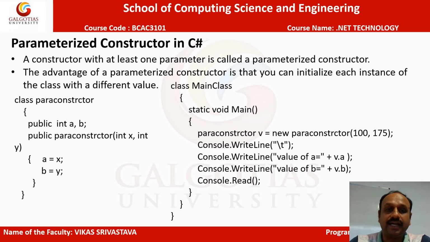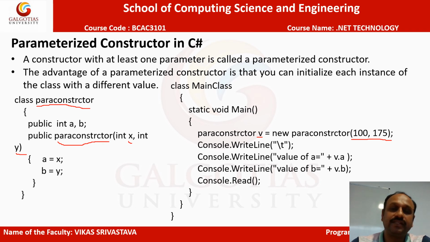Here you can see the ParaConstruct class and its constructor, with the parameters int x and int y. The member variable A is assigned x and B is assigned y. When you create an object V of this class and pass the values 100 and 175, the constructor is invoked and initializes the class members A and B, and likewise you are able to access them.